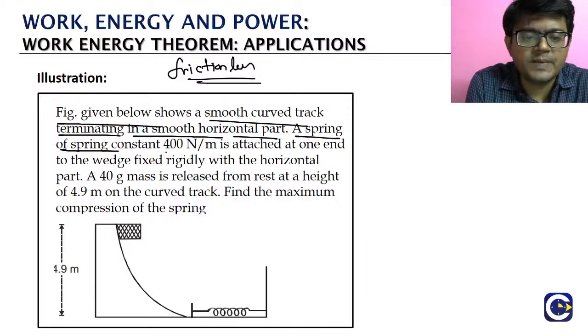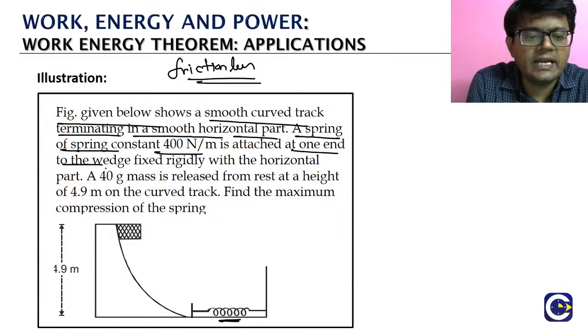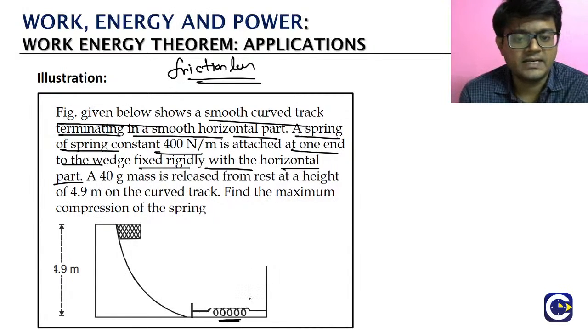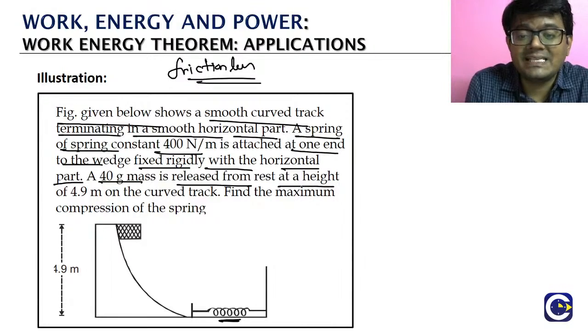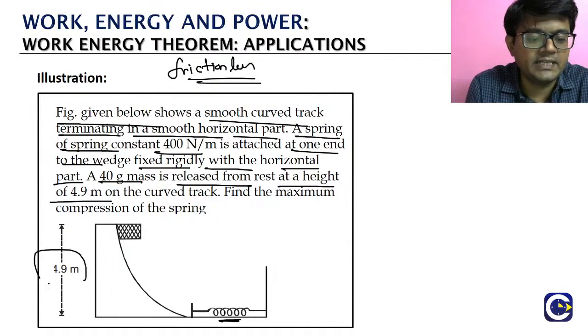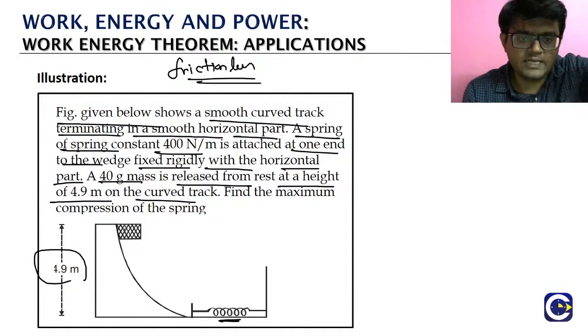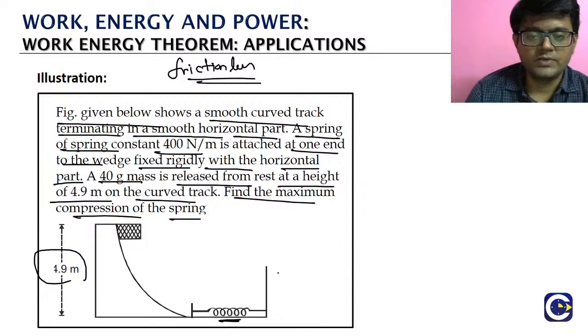A spring of spring constant 400 newton per meter is attached at one end to the wedge fixed rigidly with the horizontal part. The spring is on the horizontal part, and this is the curved part. A 40 gram mass is released from rest at a height of 4.9 meter on the curved part. Find the maximum compression of the spring. We should calculate what is the maximum compression of the spring.